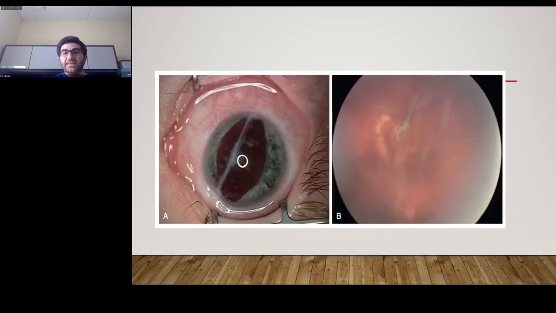Here is a case of a patient who had a perforating injury. Here we can see the cornea was repaired. We can see the retina with dragged retina. We can see a lot of plia in the retina.